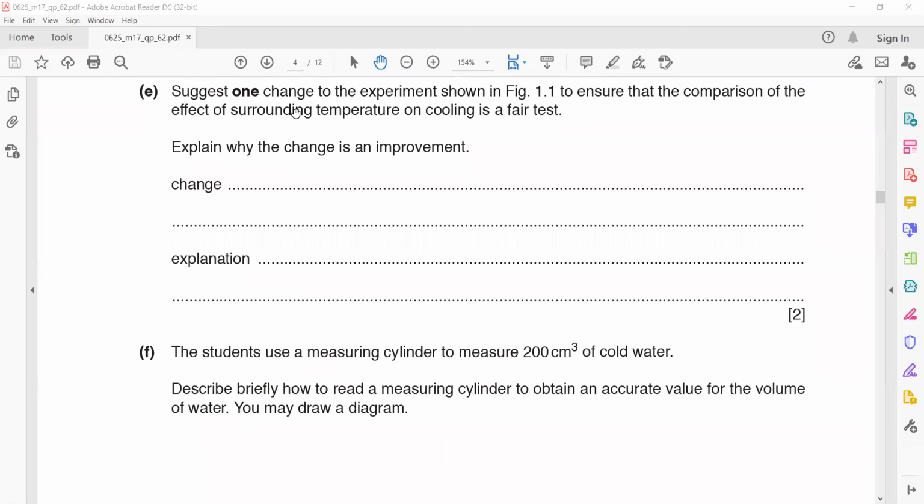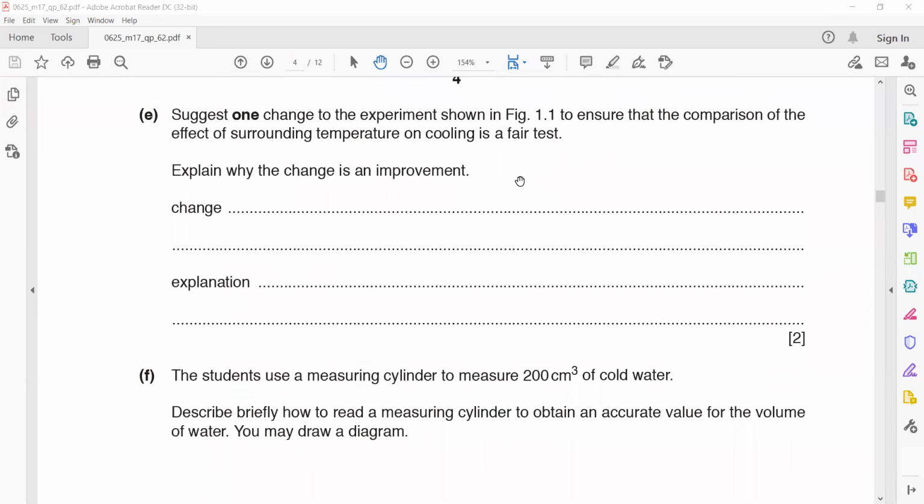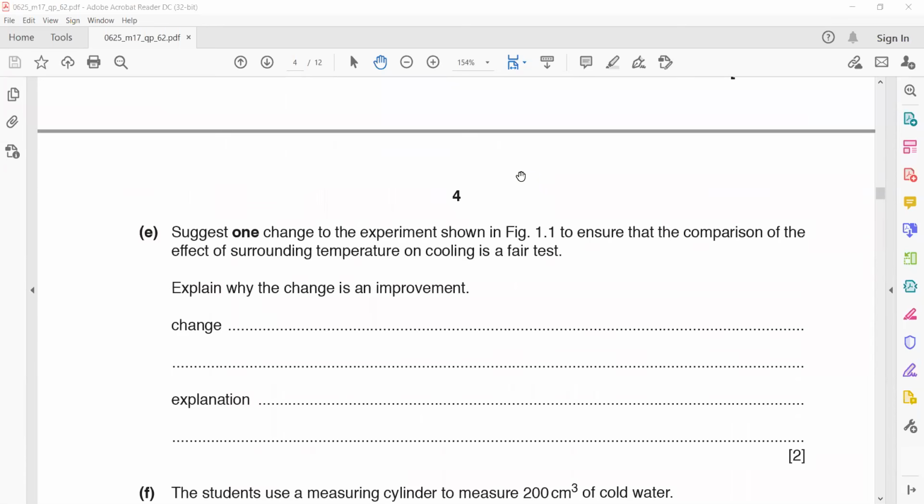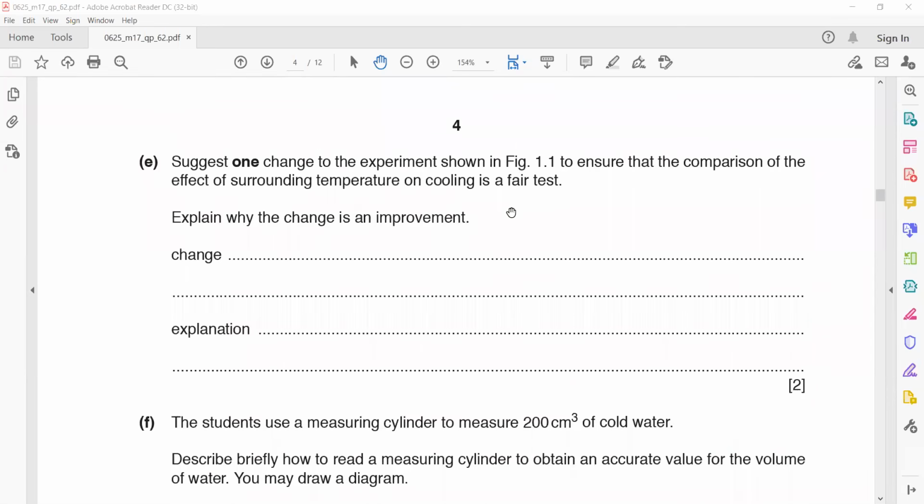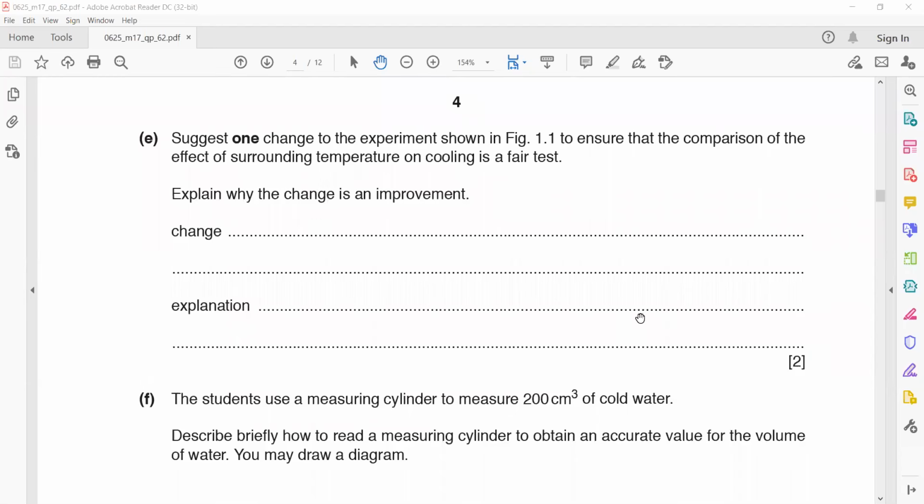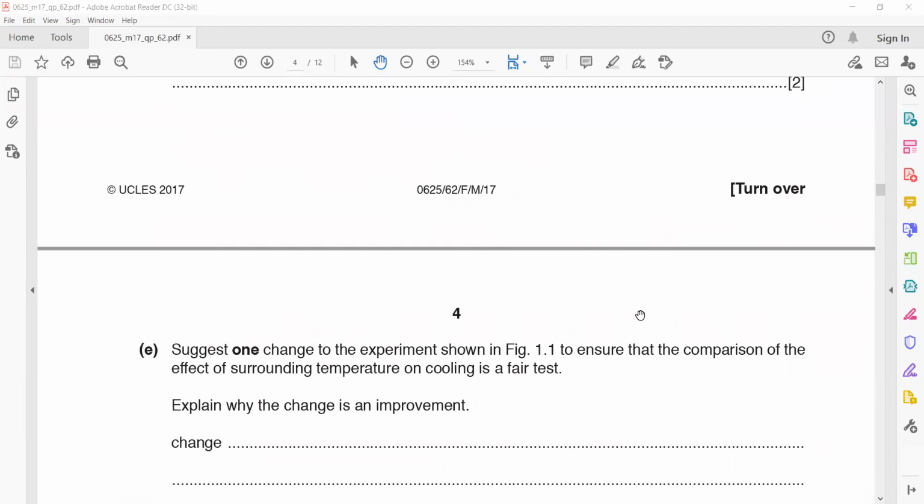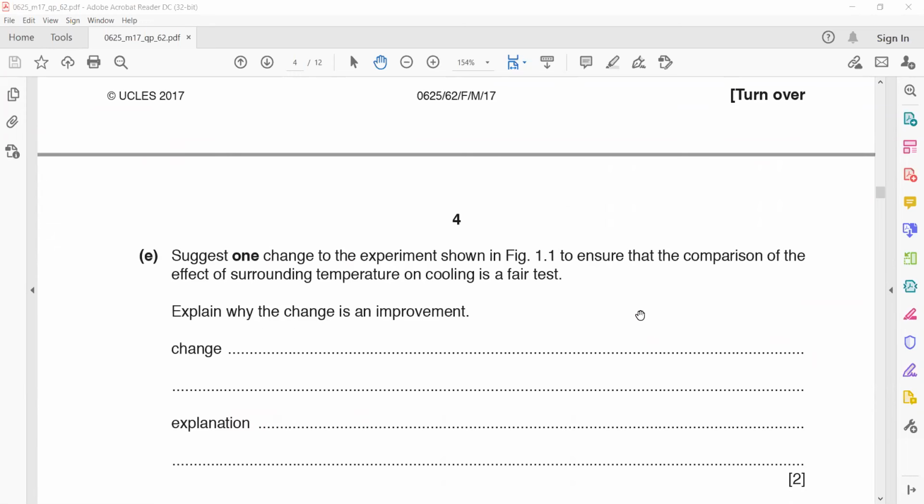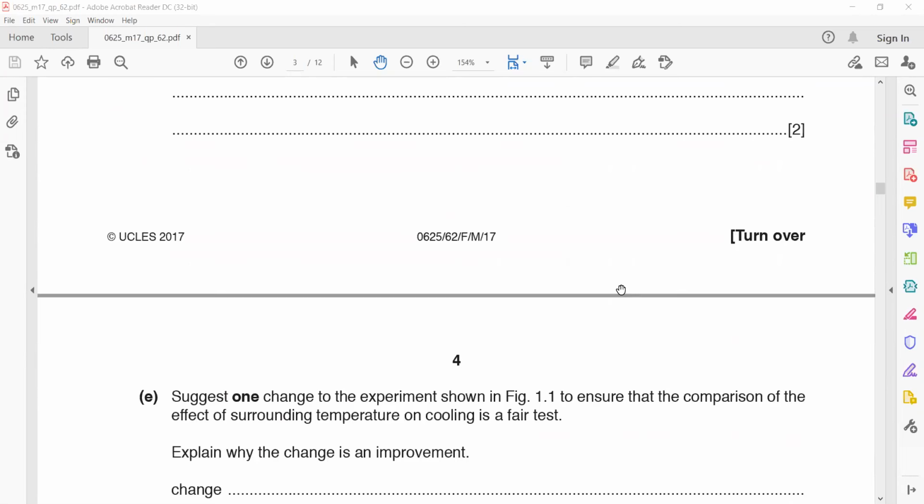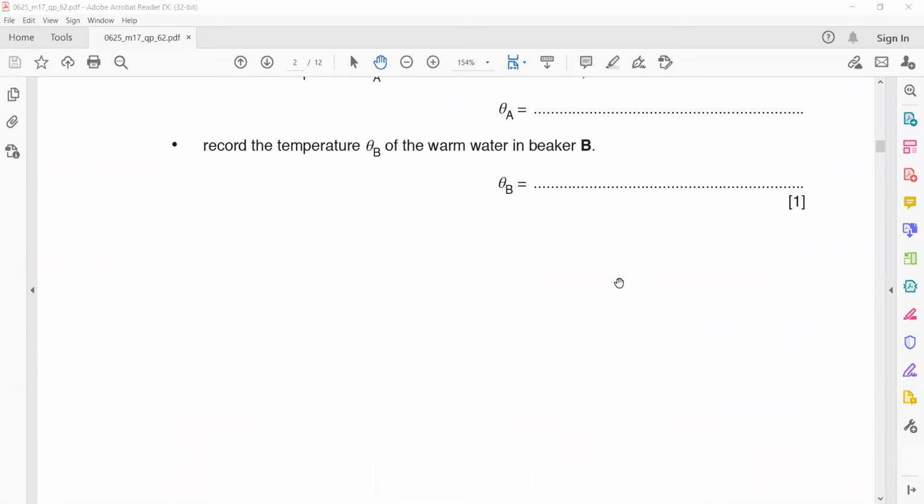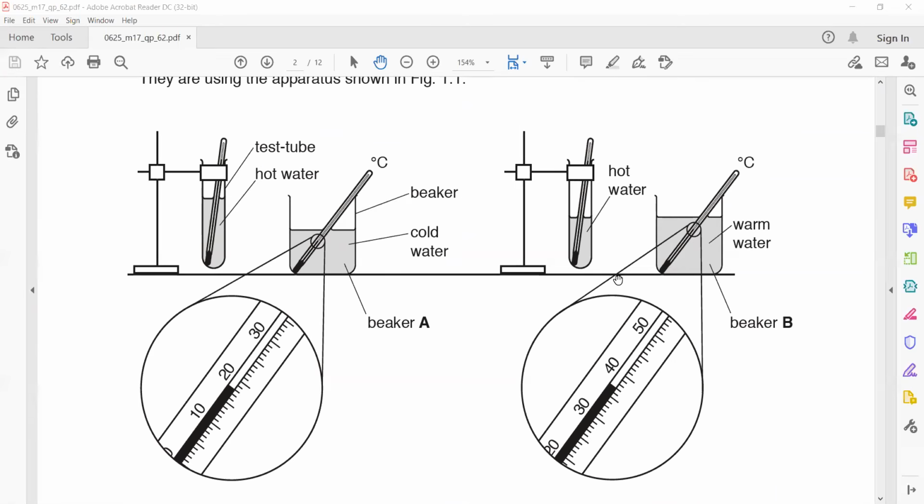Then suggest one change to the experiment shown in figure 1.1 to ensure that the comparison of the effect of surrounding temperature on cooling is a fair test. So basically, what parameter can be kept constant for a fair comparison? Surrounding temperature? No, we are finding the effect of surrounding temperature on the cooling of the water, so the surrounding temperature should be different. It should not be the same. The hot water in the test tube should have the same initial temperature.